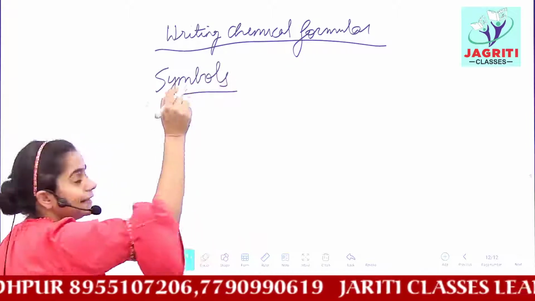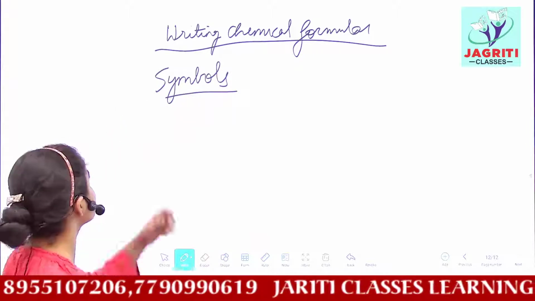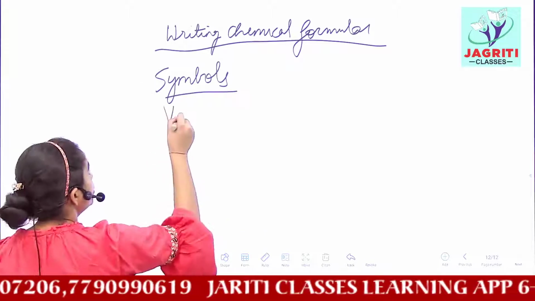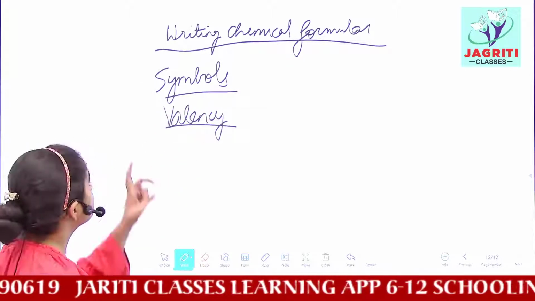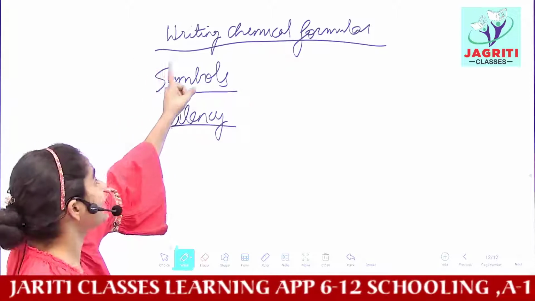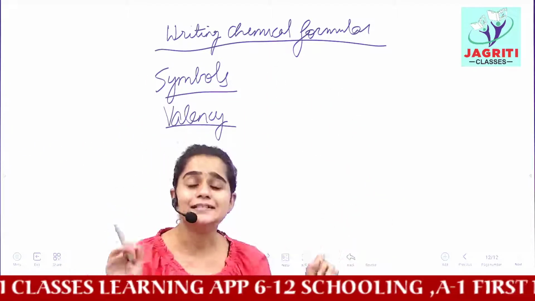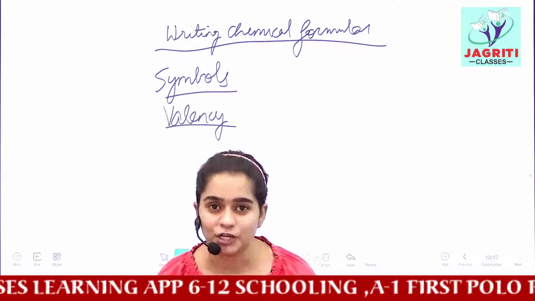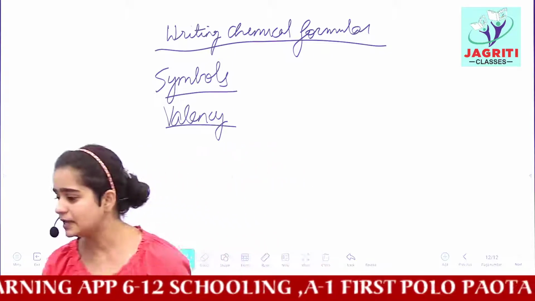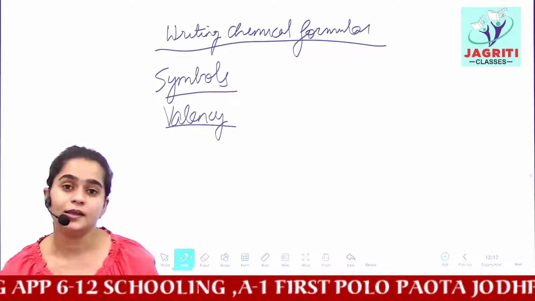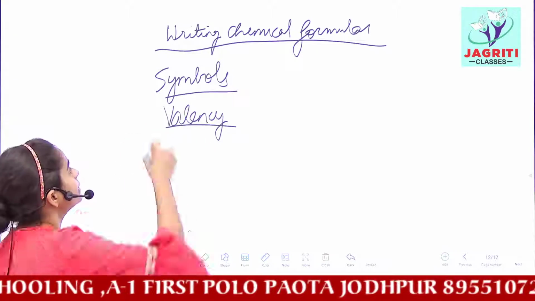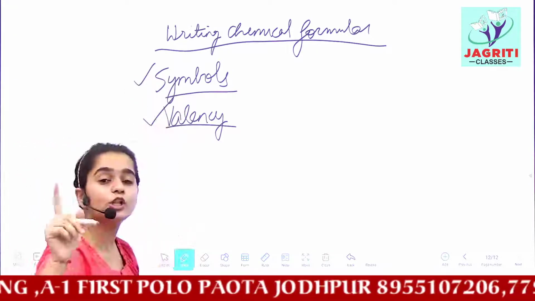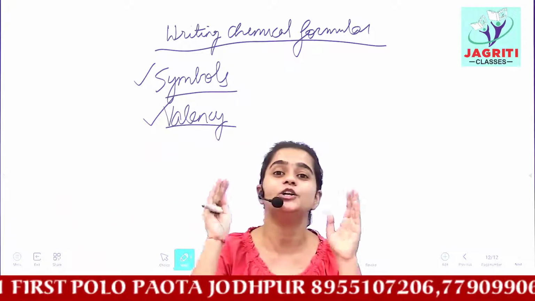Because for writing the formula, we require 2 things. First is the symbol, and then you have to learn the valency. If you know both these things, then the topic of writing formulas will be very easy for you to understand. So before this, I think everything is completed. So this is what we'll study in the next lecture. You have to learn the symbols and the valencies of all the atoms which I told you, that is from 1 to 20.